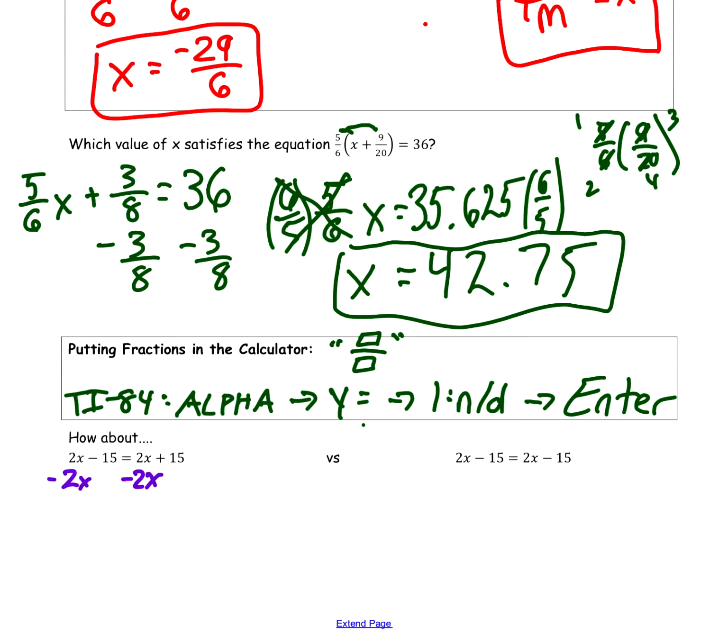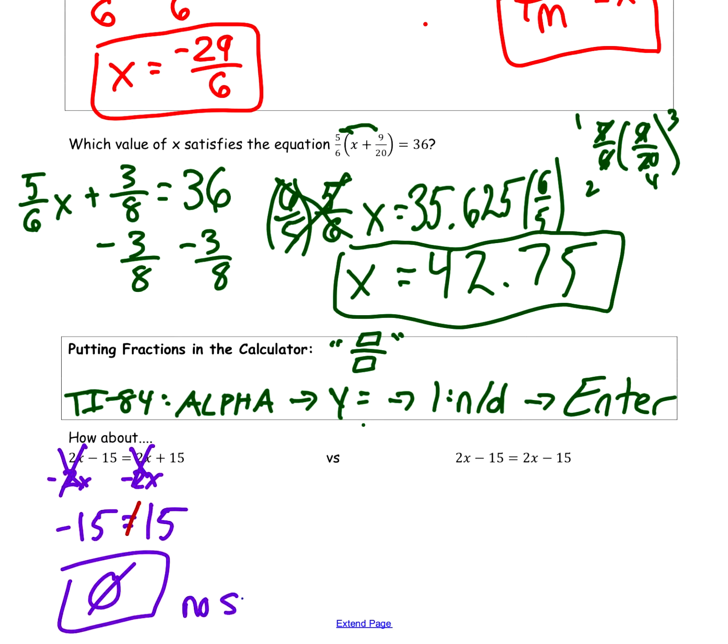If you notice, that cancels here and here. It cancels all the variables out. So we're left with negative 15 equals 15. Which is simply not true. Negative 15 does not equal 15. This is not true, so this means we have no solutions. That's the symbol. You can also say no solutions.